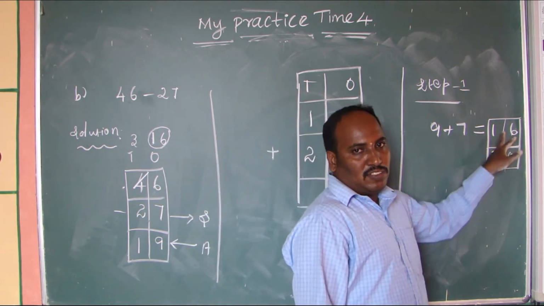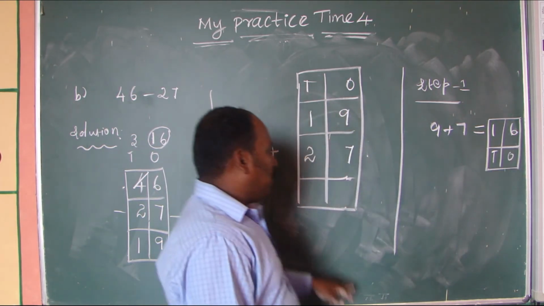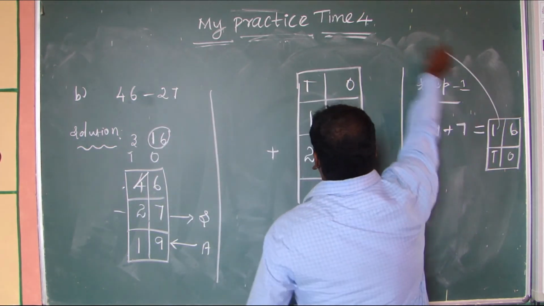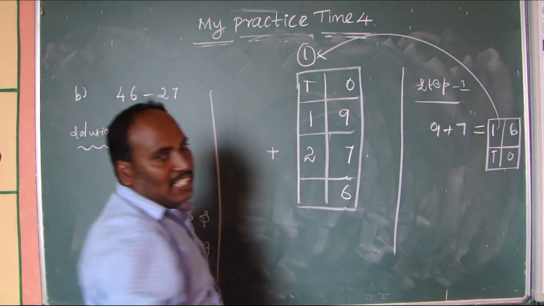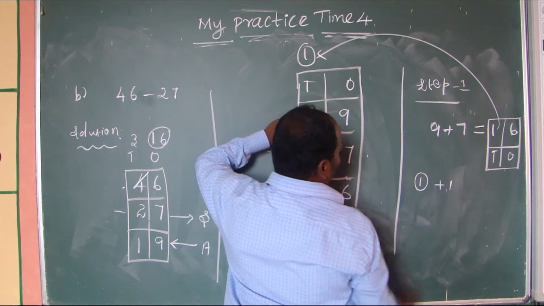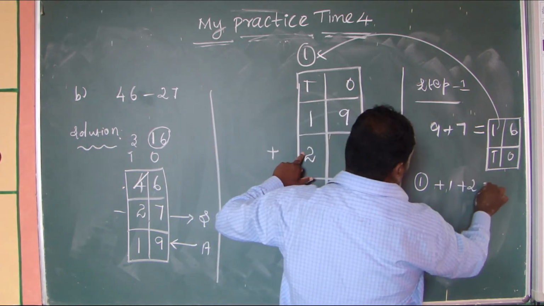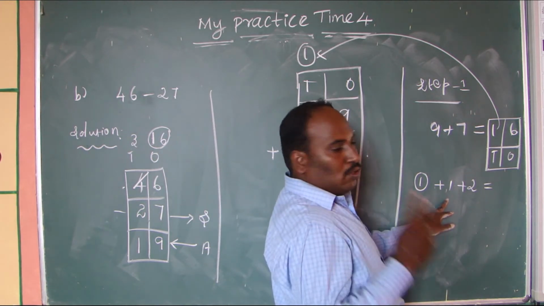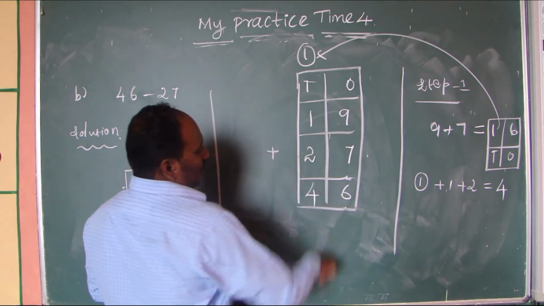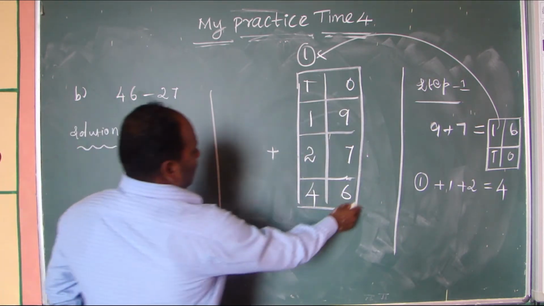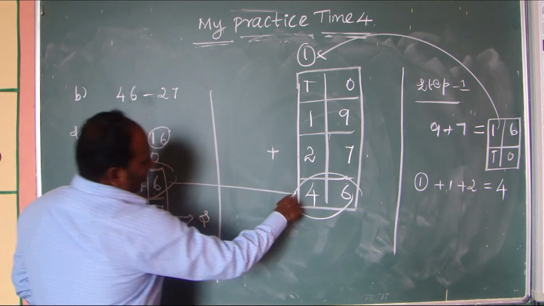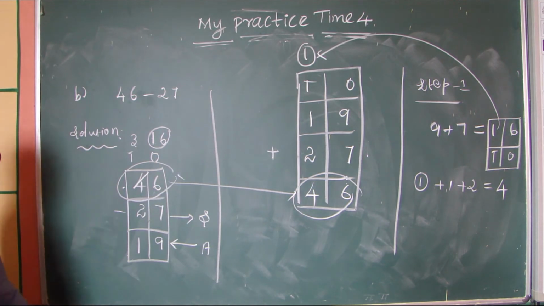So 6 ones, 1 ten. The ones place is 6 and the 1 carries over to the tens place. So 1 plus 1 plus 2. 1 plus 1 is 2, 2 plus 2 is 4. The number 4 we write in the tens place. So our answer is 46. Here the first term is 46. So both are equal, hence verified.